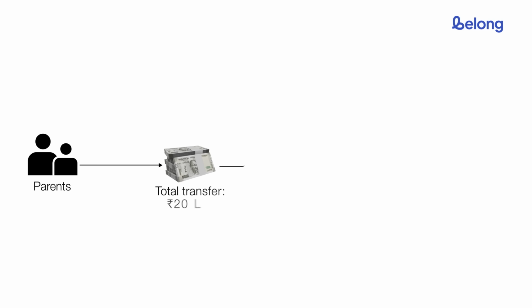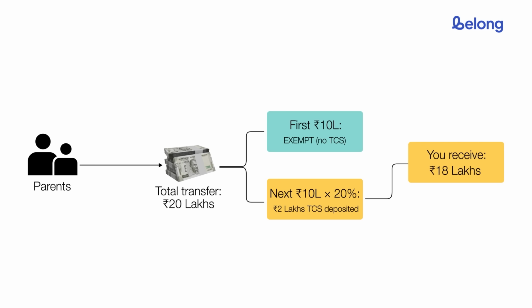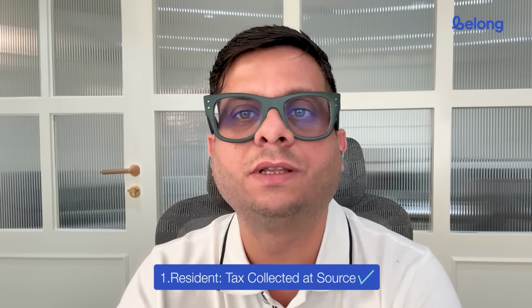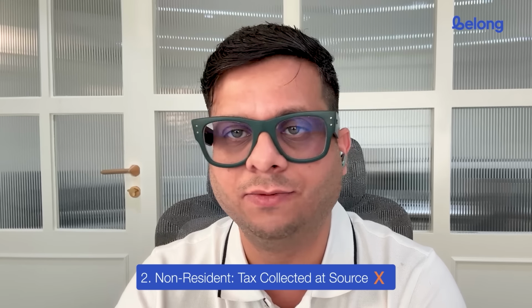So which means, let's say if your parents are transferring 20 lakhs to you, first 10 lakhs is exempt because of the first 10 lakhs limit. Beyond that, in the next 10 lakhs, 20% will be the TCS rate, which means 2 lakhs will be deposited under their own PAN as advance tax or TCS. So effectively, you will only receive 18 lakh rupees. 2 lakhs will be deposited under their own PAN, which they can eventually set off against their other tax liabilities, or they can take a refund also. But yes, if a resident is transferring, then they have to check the taxation as well. But if a non-resident is taking out money, then there is no TCS involved.